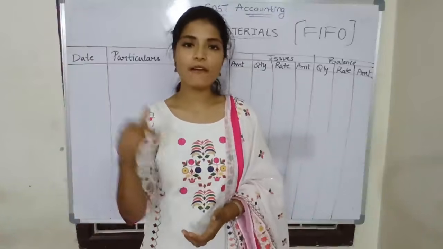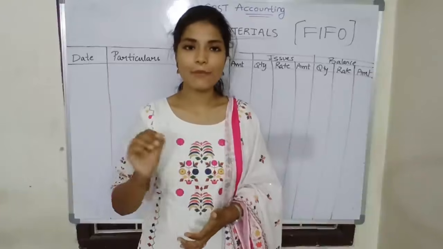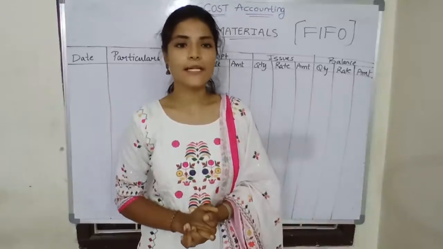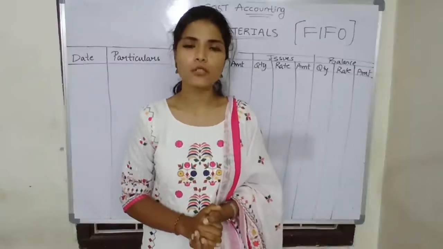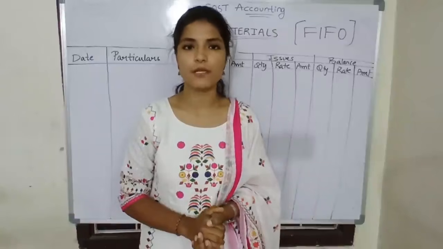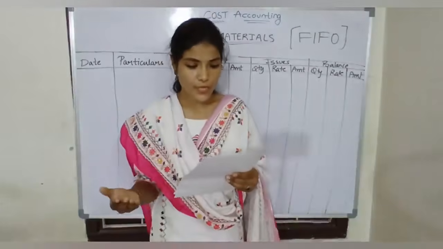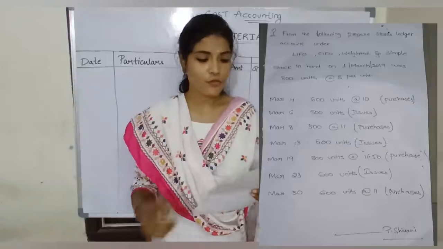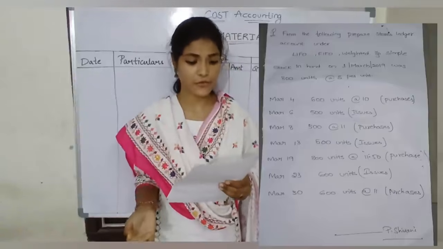Now the question I will show on the screen. Just pause the screen and make a note of that question, or else take a screenshot so that I can do the answer. If you have zero knowledge in this materials chapter also, it will be okay. So let's get into the video. Students, this is the question: from the following, prepare stores ledger account under LIFO, FIFO, weighted and simple average method.